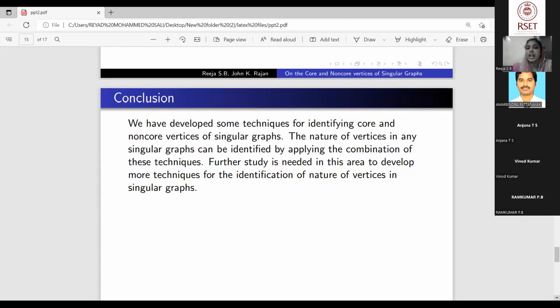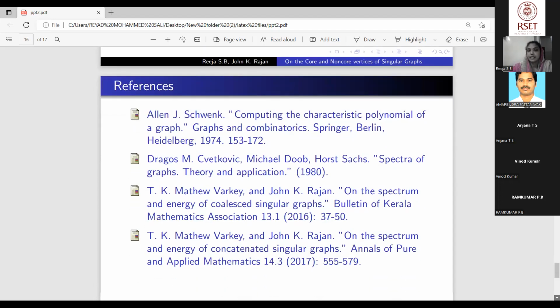Conclusion. We have developed some techniques for identifying core and non-core vertices of singular graphs. The nature of vertices in any singular graph can be identified by applying a combination of these techniques. Further study is needed in this area to develop more techniques for the identification of the nature of vertices in singular graphs. These are the references.